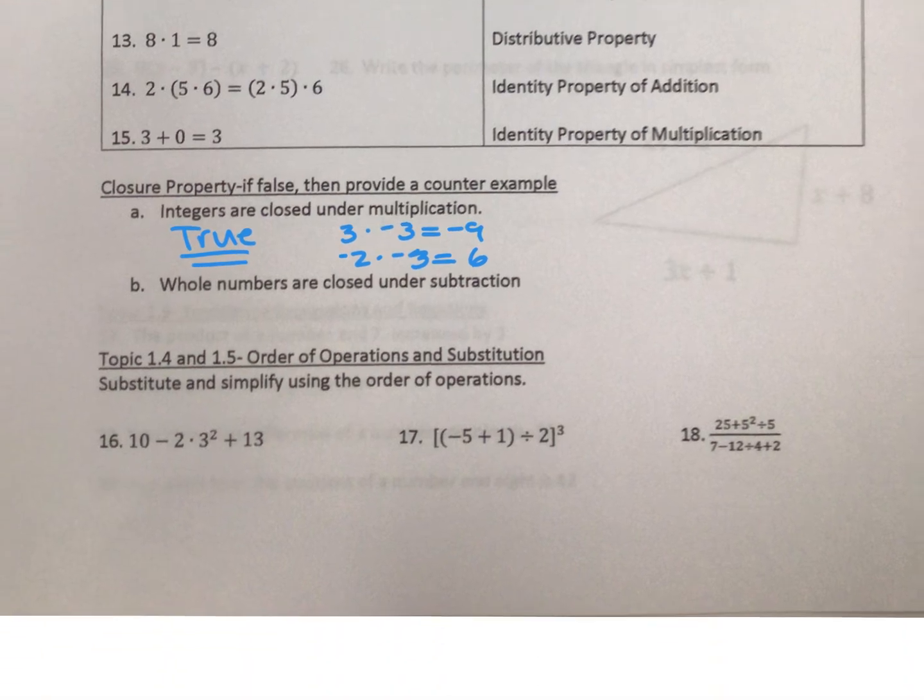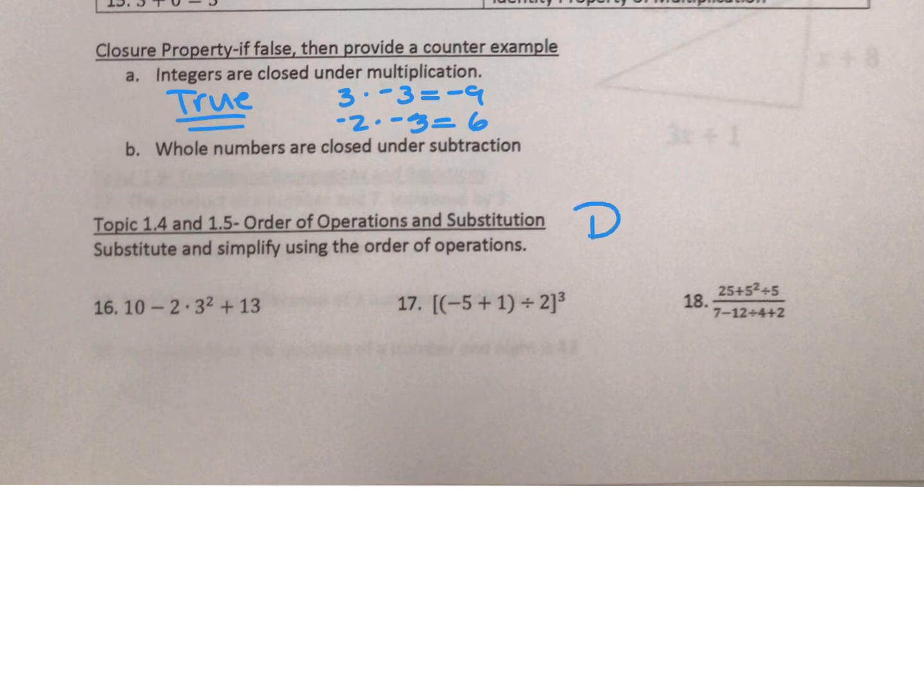Topic 1.4 and 1.5, order of operations. Remember, PEMDAS. Parentheses, exponents, multiplication, division, addition, subtraction. The reason I put the slashes there is because I want you to remember that these two are left to right. So you don't necessarily do multiplication before division or addition before subtraction. You just go left to right, the same way you read. If division comes first, that's what you do first. If subtraction comes first, that's what you do first. All 3 of these are yours.